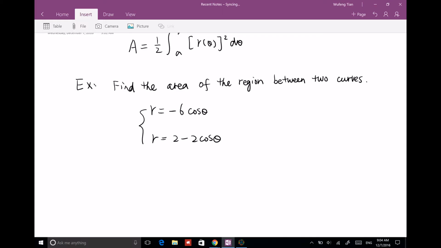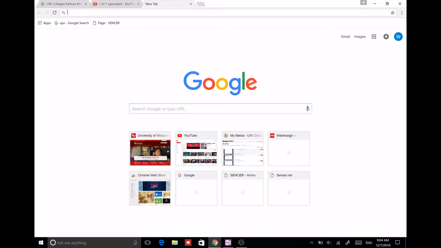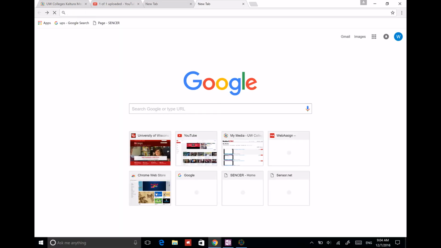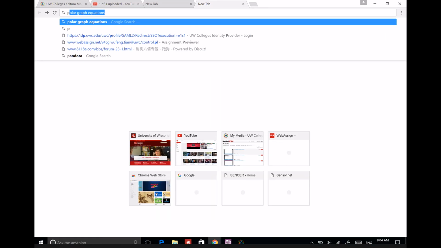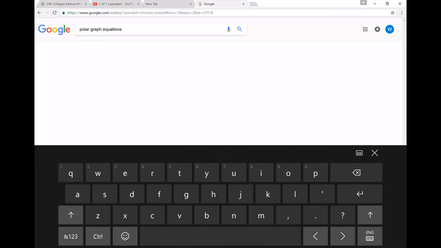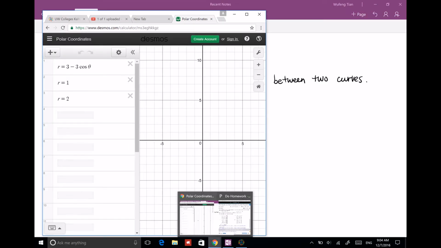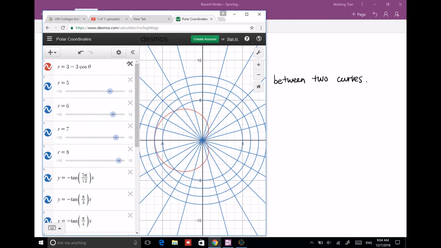So how are we going to find the area between these two? Let's see. Find the area of the region between two curves. Let's graph this one. Let's graph this picture. Polar curve. Okay, I have it, so I can graph it.